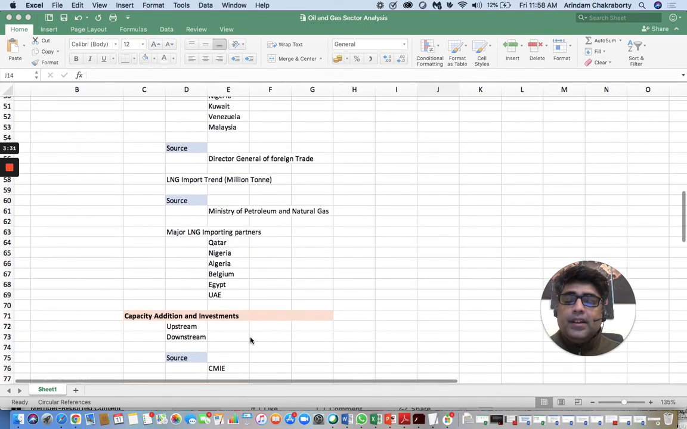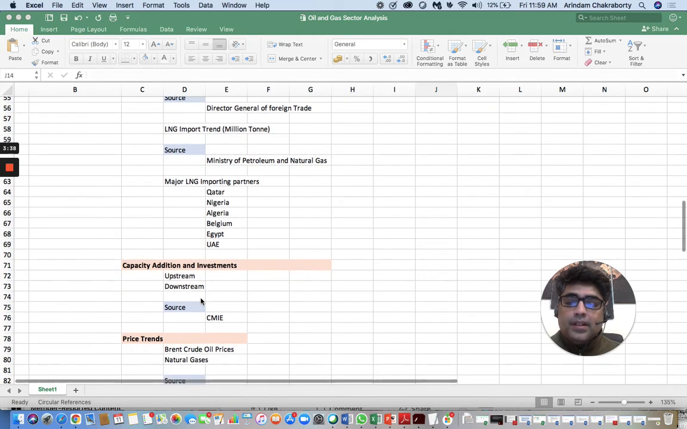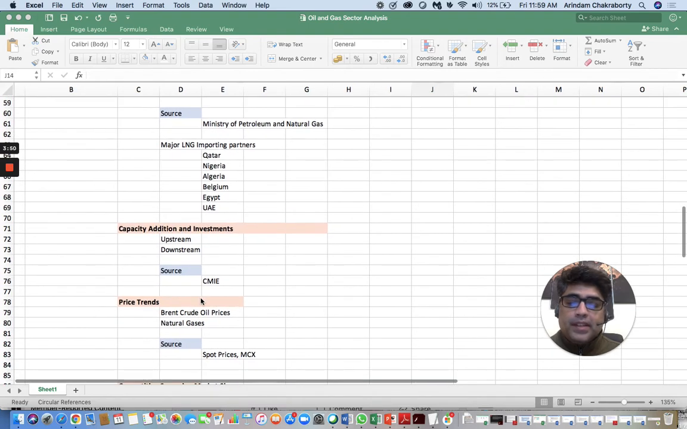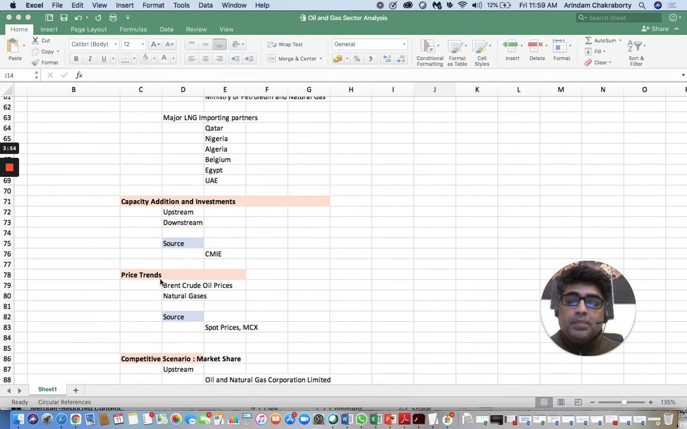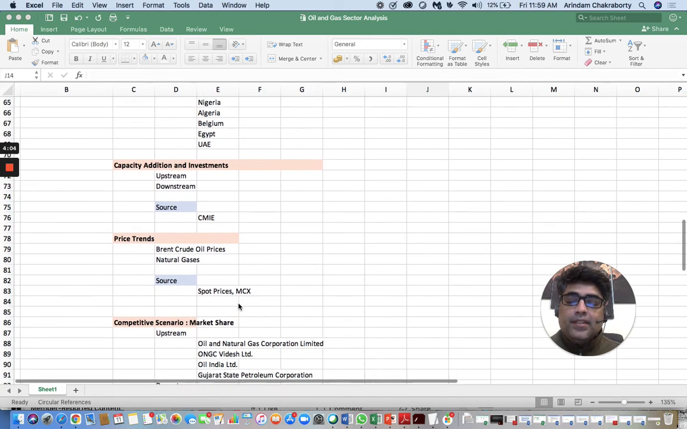Then we can speak about the capacity additions and investments in both the upstream and the downstream companies, right? What capacity additions are coming up in the upcoming years, and which are presently being worked on. A good source for that would be the CMIE website and database, right? Then we can speak about price trends in the context of, say, Brent crude oil prices or natural gas, and for that we can fall back on spot prices or MCX, right?